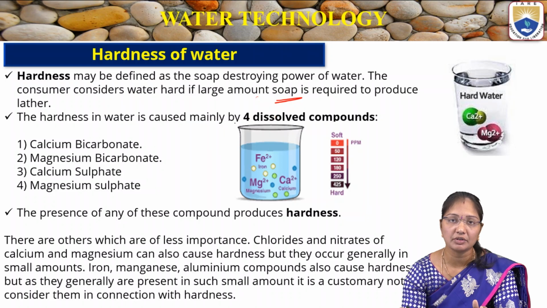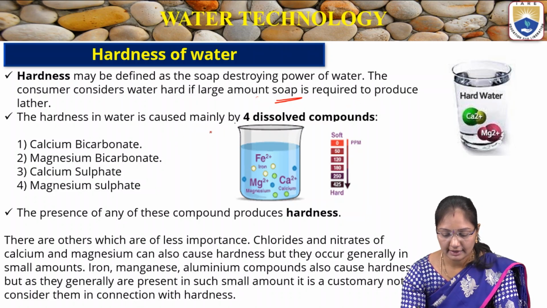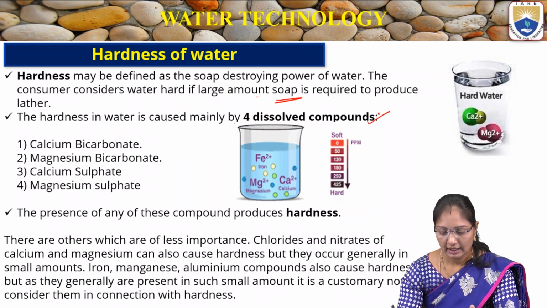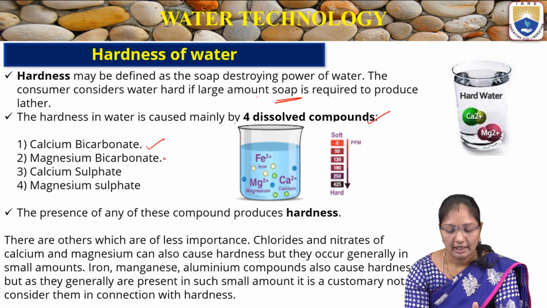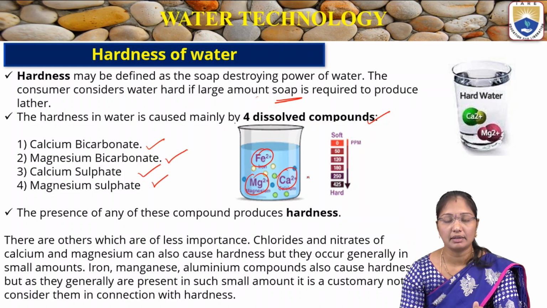We can just apply soap to the water. If it gives lather, it is soft water. If it won't give lather and forms curdles or precipitate, we can say it is hard water. The hardness of water is caused mainly by four dissolved compounds: calcium bicarbonate, magnesium bicarbonate, calcium sulfate, and magnesium sulfate.